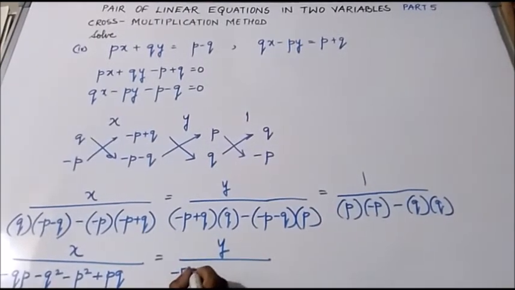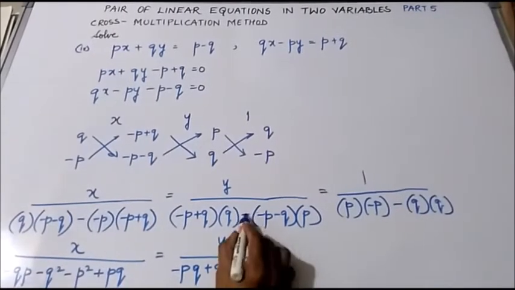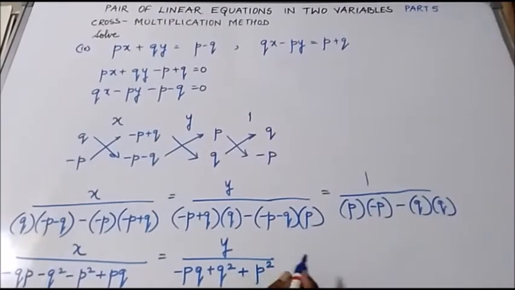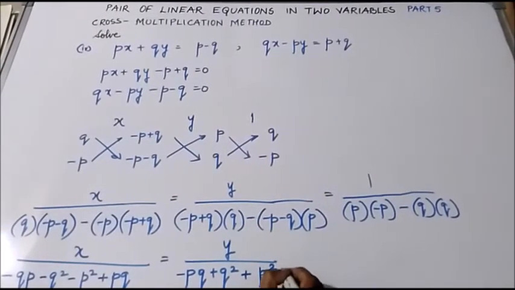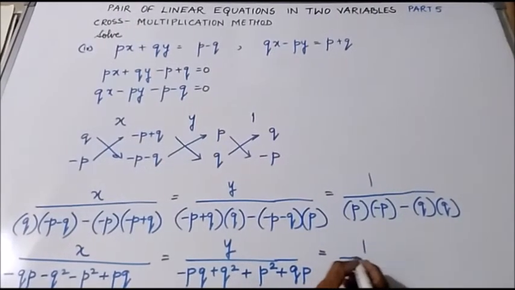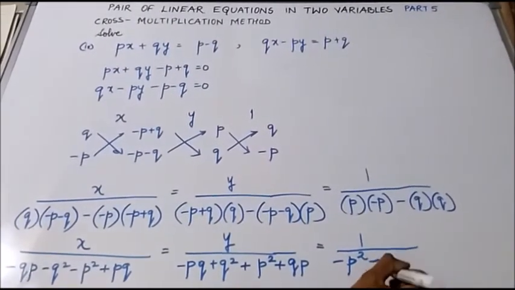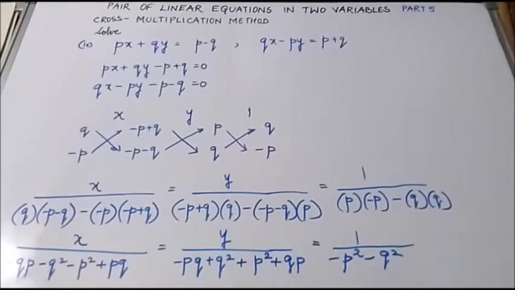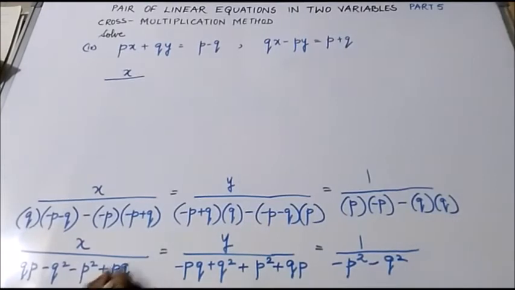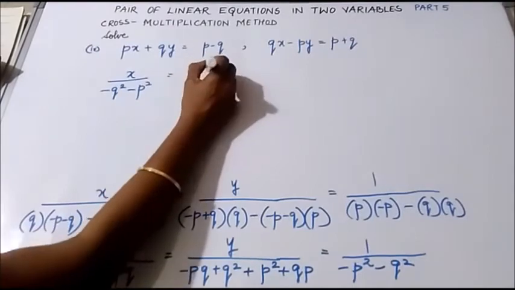Open the bracket, you'll get minus pq plus q square. Here it is minus minus, it becomes plus. So you'll get here plus pq, p square plus p square. Again minus minus will become plus, plus qp is equal to 1. Here you get minus p square minus q square. X upon, here minus qp and plus pq will get cancelled. What is remaining is minus q square minus p square is equal to y.